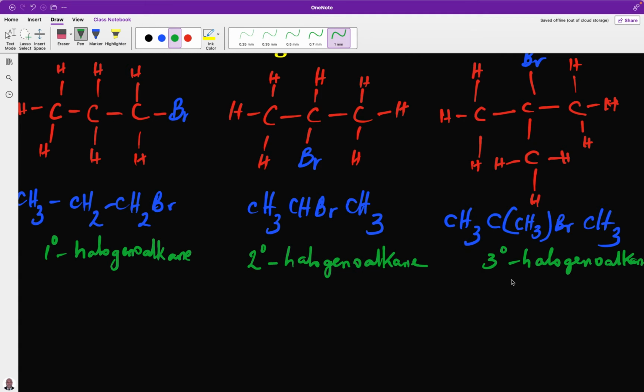Examples of nucleophiles include the cyanide ion, the hydroxide ion, and the ammonia molecule. I told you that molecules that have lone pairs of electrons to give can be nucleophiles. We also have water, which has a lone pair of electrons to give, and many others. These are examples of nucleophiles.